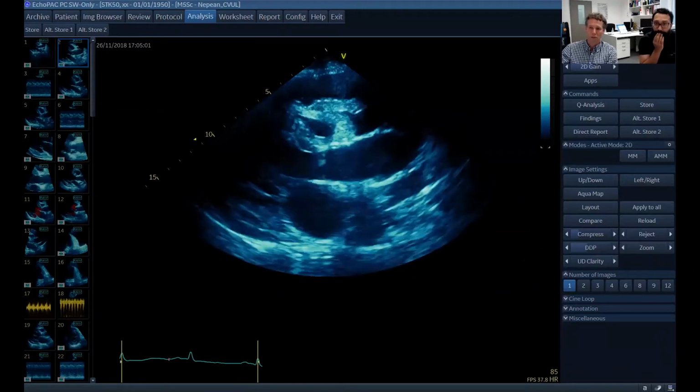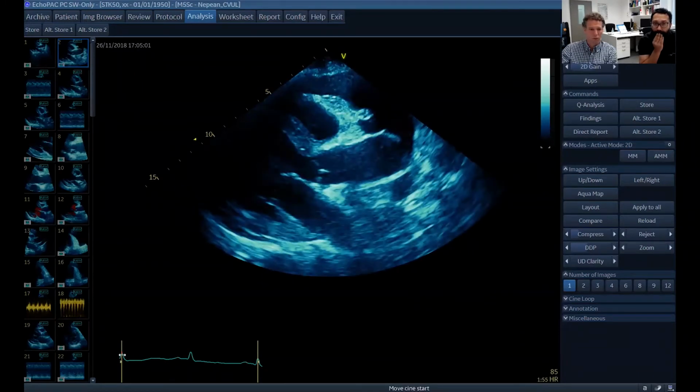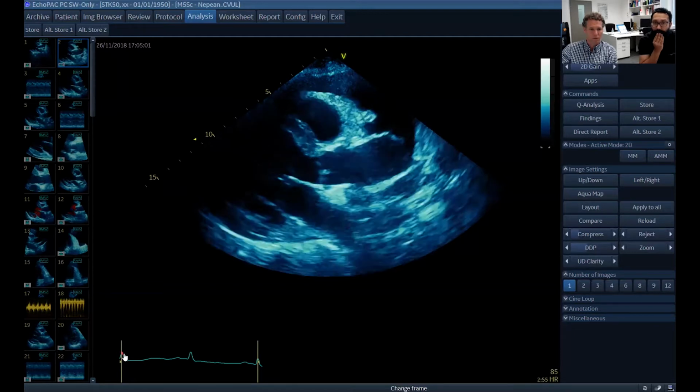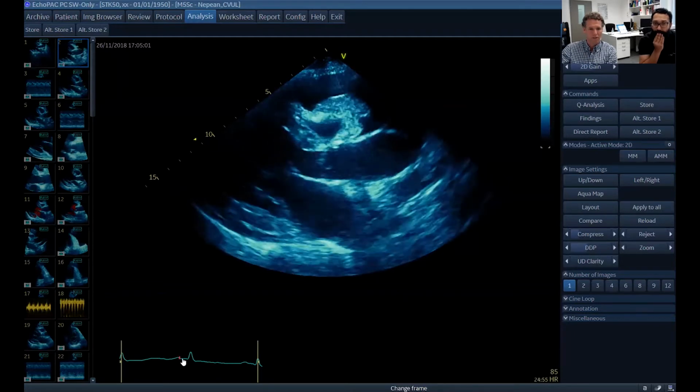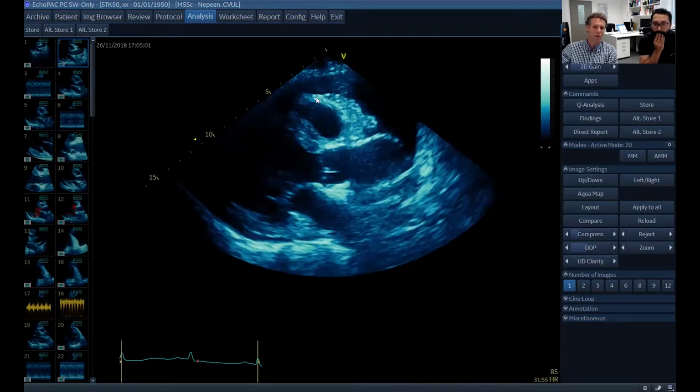So to measure, I'd go stop. I'll try and find if I can grab it properly. No, not like that. So I'm trying to find end diastole, just when the mitral valve closes, and then I'd measure it in the largest portion.